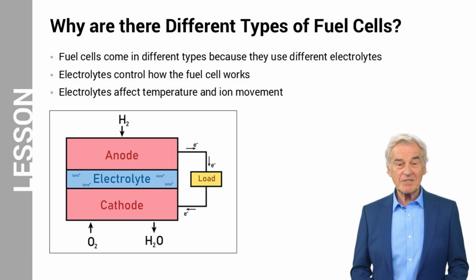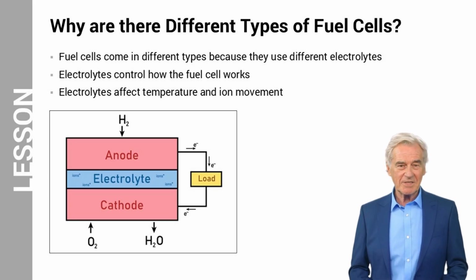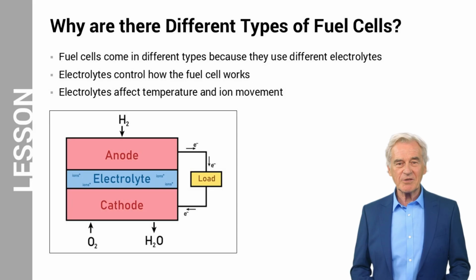Why are there different types of fuel cells? Fuel cells come in various types because they use different electrolytes. The electrolyte is the part of the fuel cell that allows specific ions to move between the electrodes. The type of electrolyte determines how the fuel cell operates, including its operating temperature and what fuels it can use.